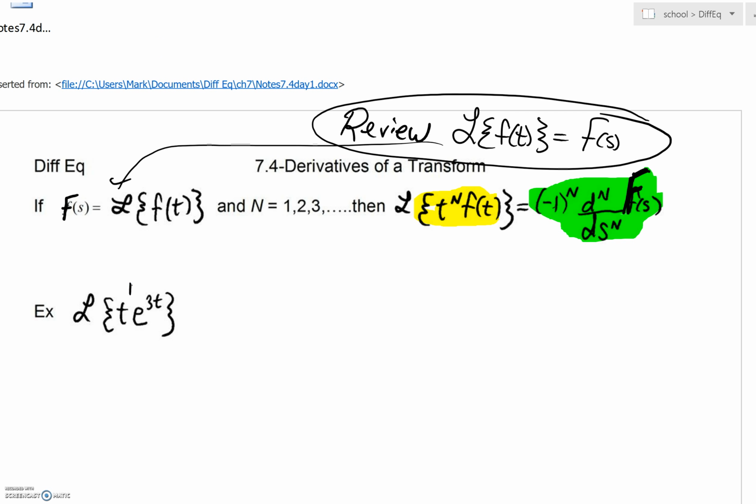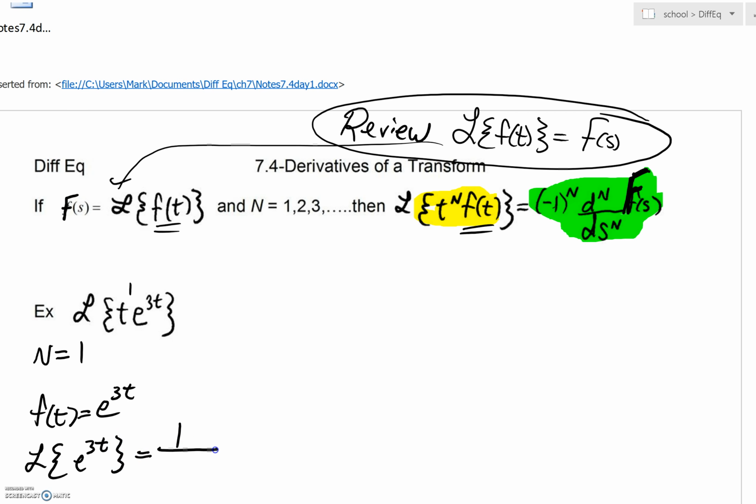Looking at the problem from this regard, let's just say that I gave you the Laplace transform of t to the 1 of e to the 3t. You could see that our n here would be 1. You'd say, well, wait a minute, what's your f of t? Well, your f of t would be e to the 3t. And here's some more review. What do you think the Laplace transform of e to the 3t was? You guys remember that? 1 over s minus 3.